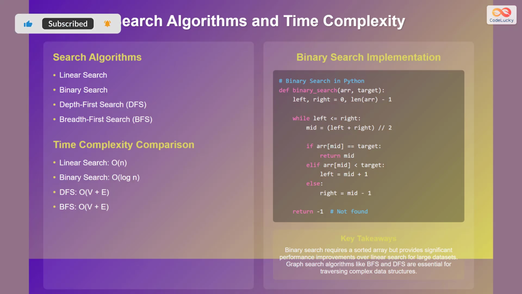Here is an example of binary search implementation in Python. Binary search requires a sorted array, but provides significant performance improvements over linear search for large datasets. Graph search algorithms like BFS and DFS are essential for traversing complex data structures. That is it for this slide.